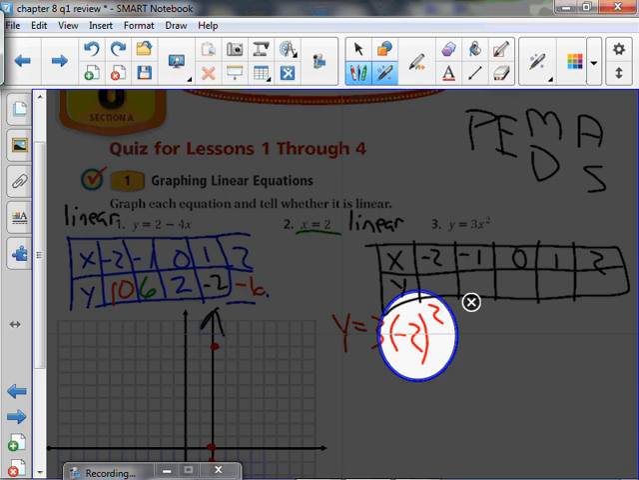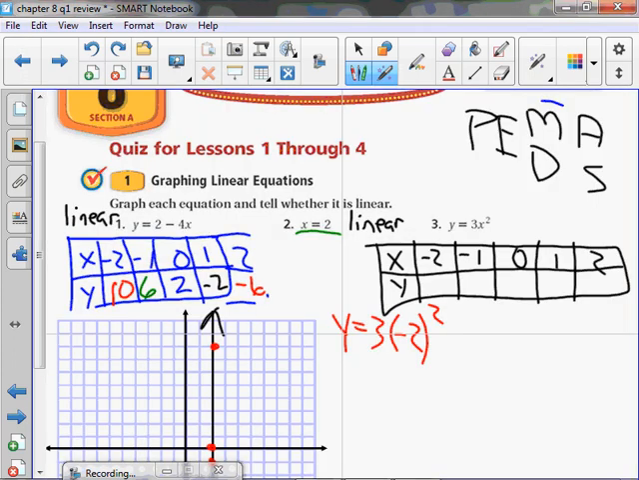That has to be done first because exponents come before multiplication. Okay, look at this over here. Exponents come before multiplication. So I'm going to say -2 times -2 is going to give me 4. And so I just do 3 times 4, y equals 12.